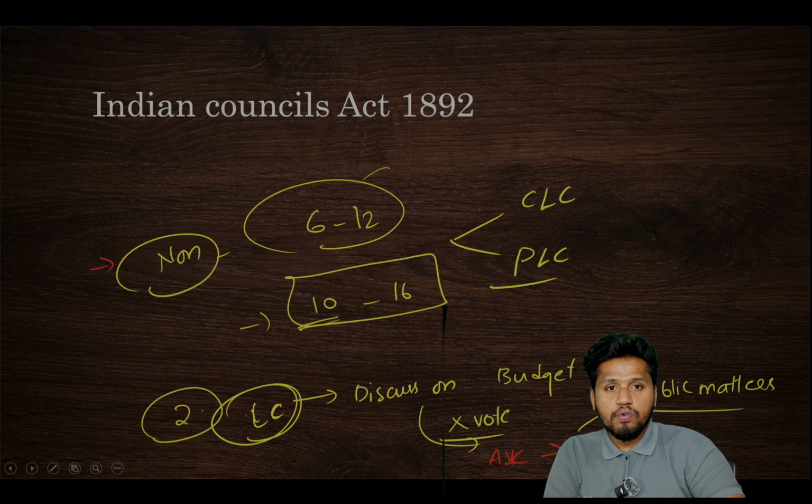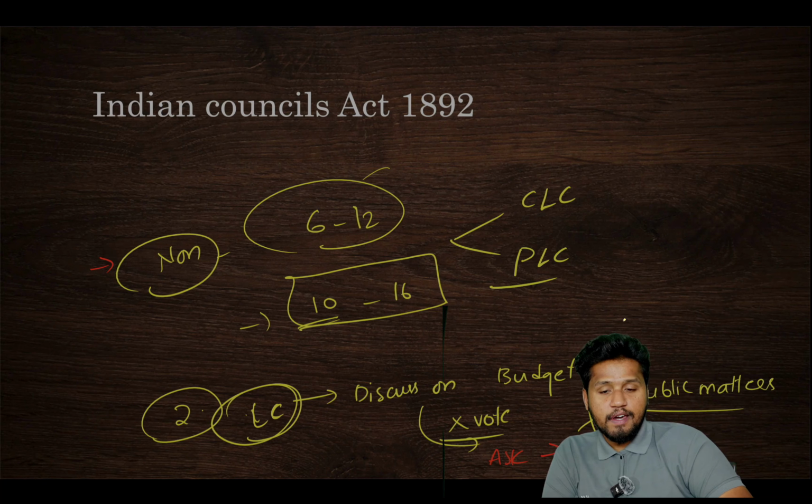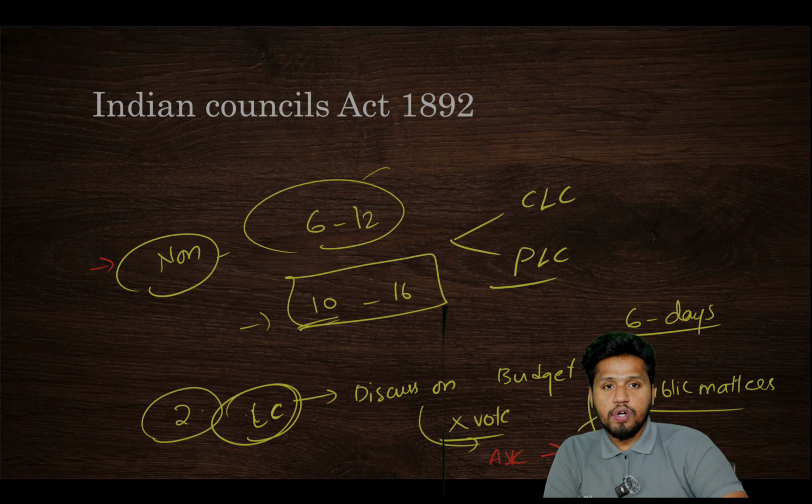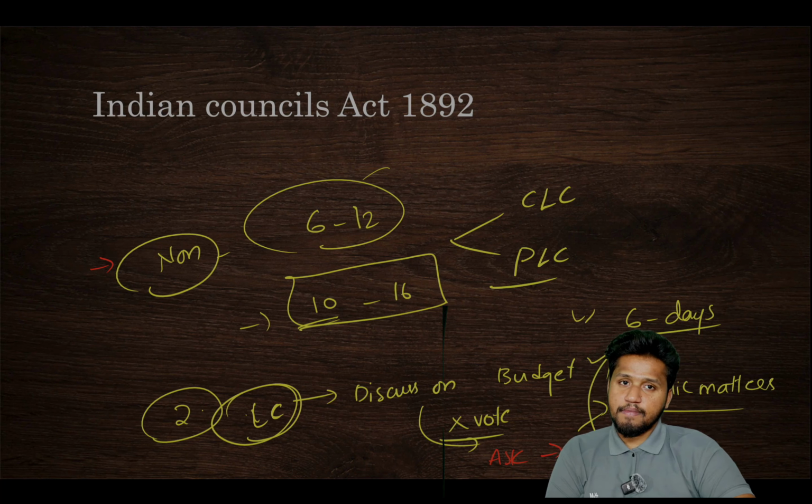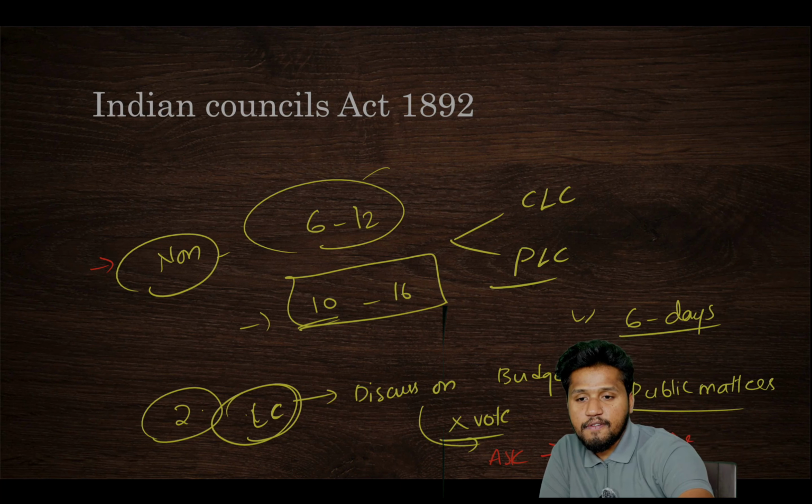According to the rules of the Councils Act of 1892, it was also mandatory that before asking a question, the members would need to send a prior notice of 6 days. Then they were allowed to ask a question to the executive on public matters. That is the second important feature.